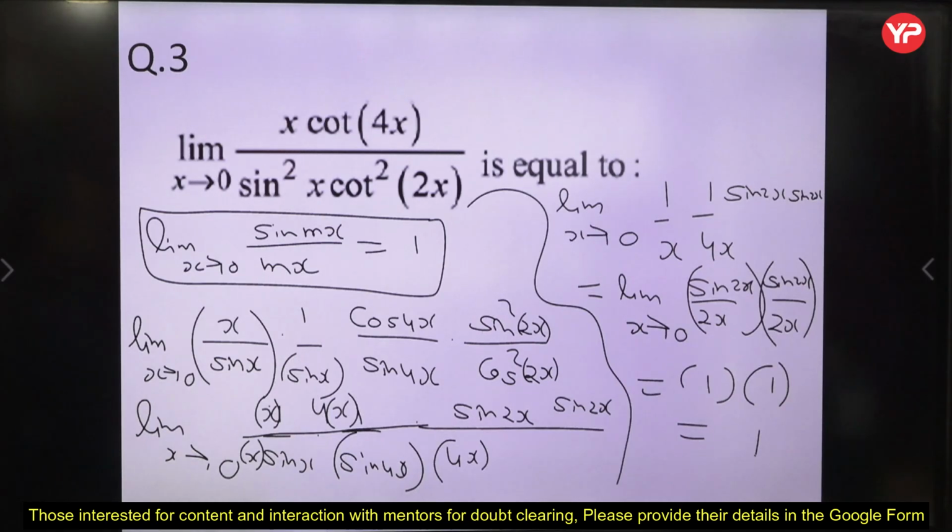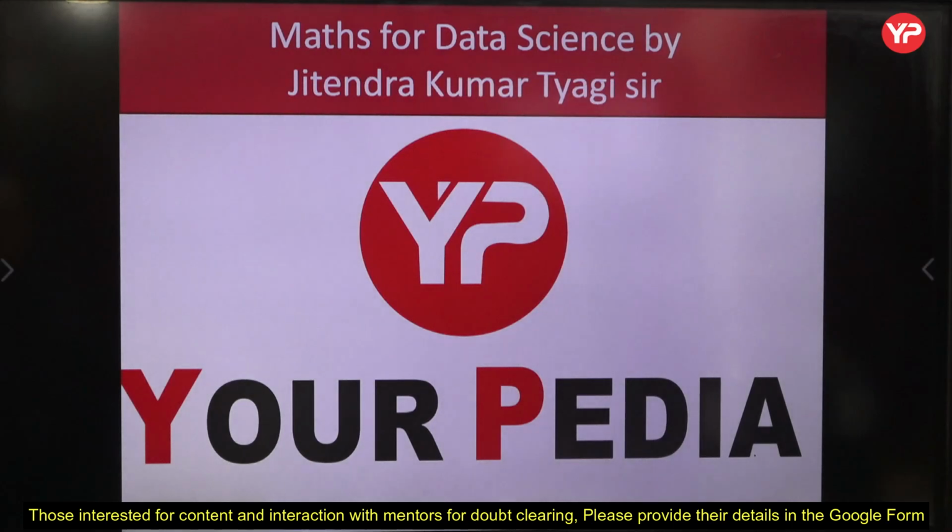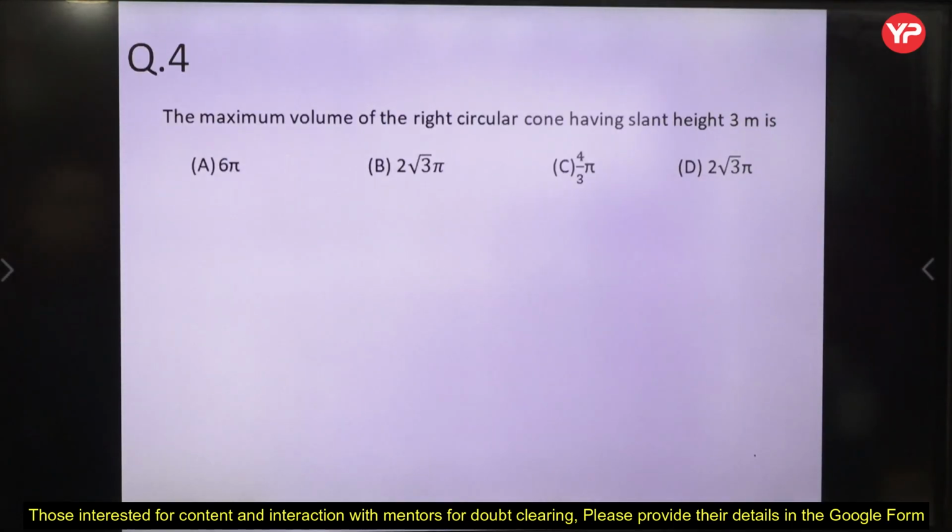So question number 4. This is one problem based on optimization actually. This is the optimization problem. The maximum volume of a right circular cone having slant height 3 meter. So read the question and think about how to solve it.